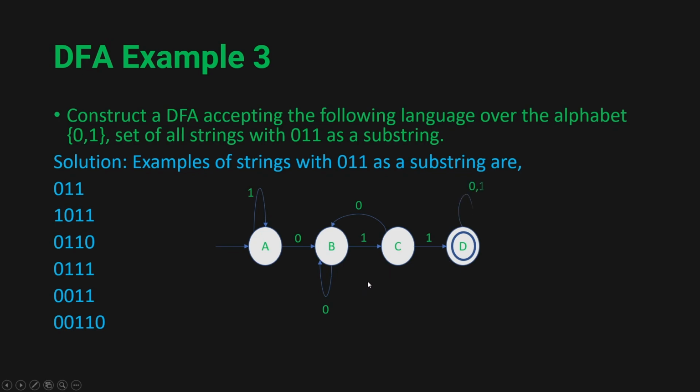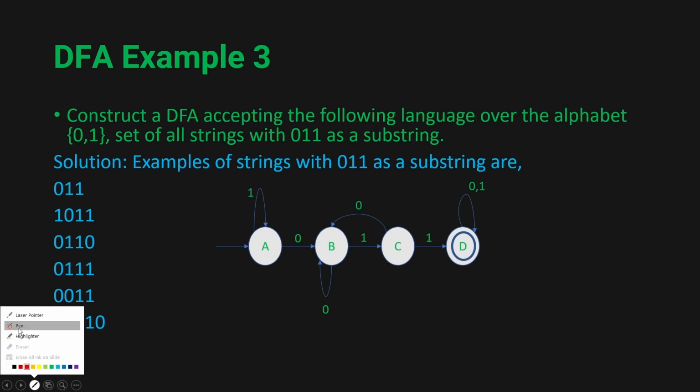Okay. What about state D? So anything after 0, 1, 1 is okay. So let it be 0 or 1. We are accepting any string that has 0, 1, 1 in it. After that, the input can be 0 or 1, and it is still going to be in the final state. So let's test out these strings over here.